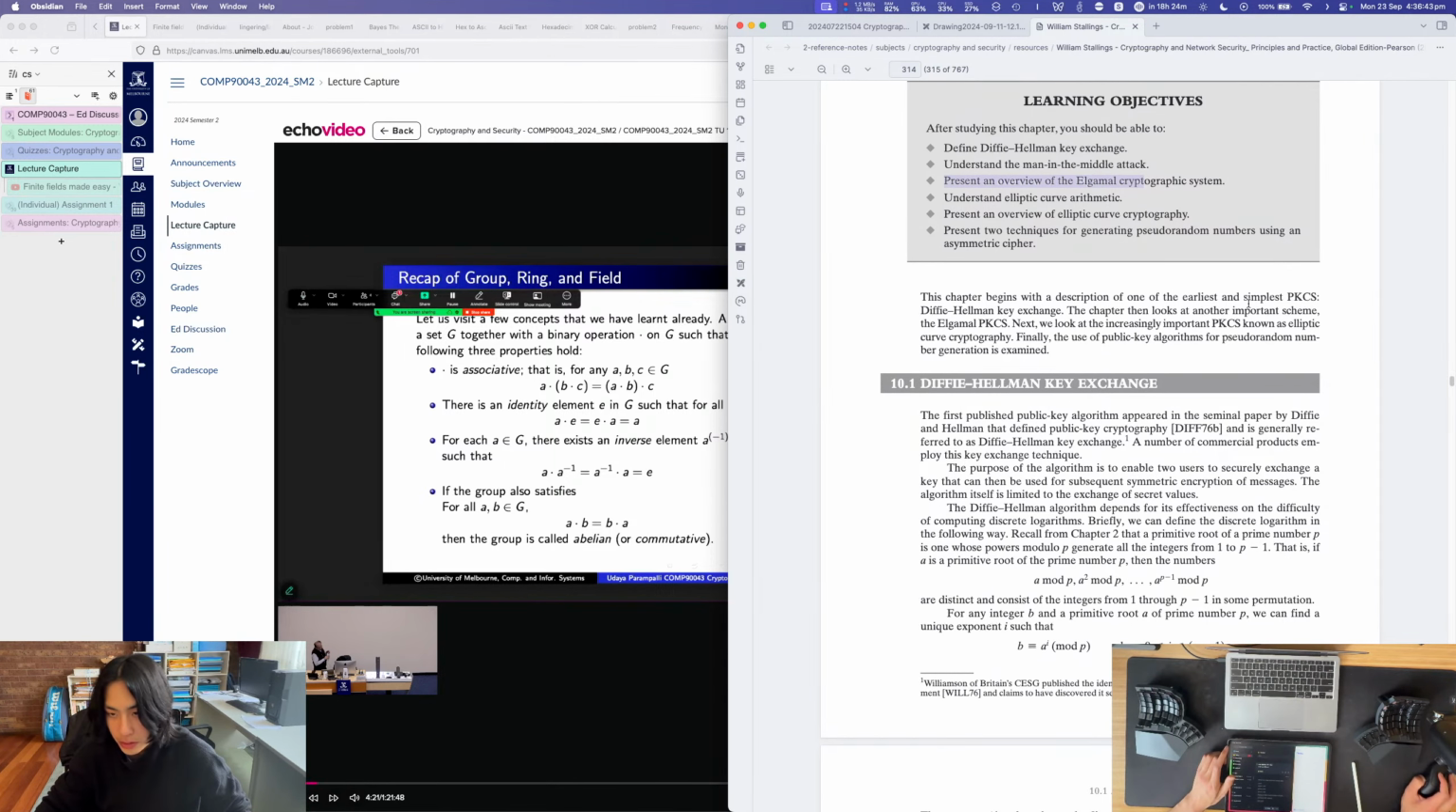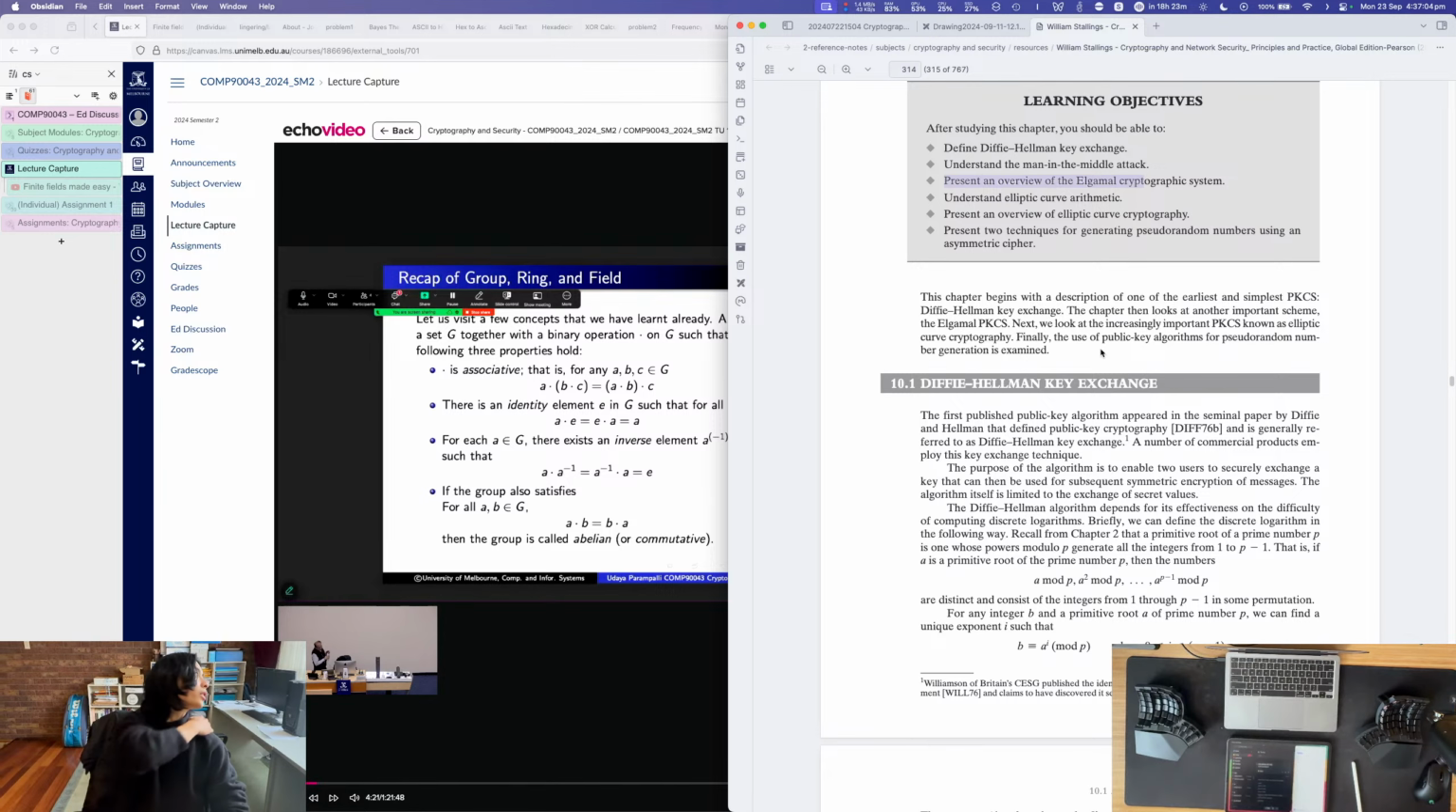So this chapter begins. Public key cryptosystem. ElGamal cryptosystem. Finally, the use of public key algorithms for pseudorandom number generation is examined.